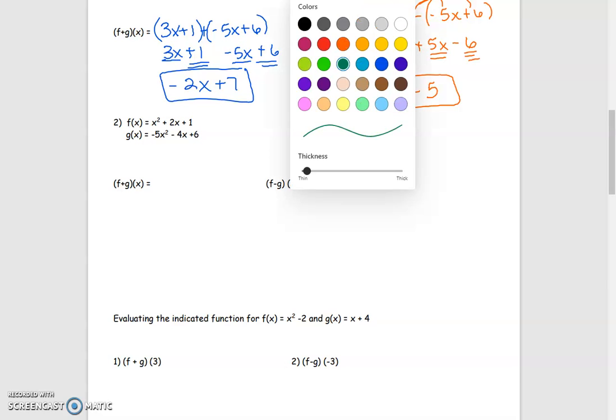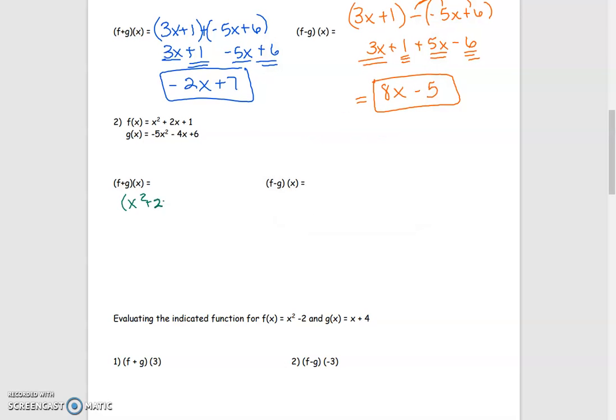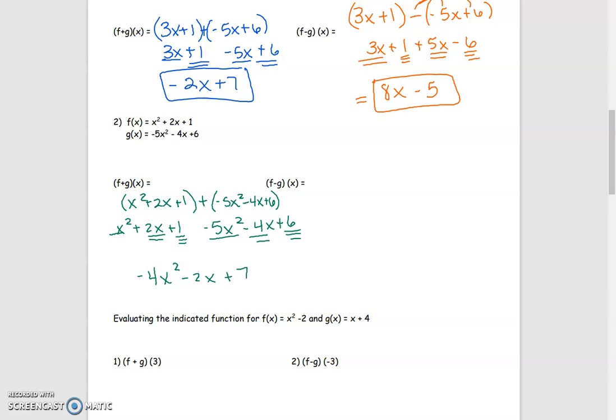All right, so let's take a look at this one. When it comes to adding these, we have our x squared plus 2x plus 1 plus negative 5x squared minus 4x plus 6. And then we are going to combine our like terms. We have a 1x squared and a negative 5x squared. That's negative 4x squared. We have a 2x and a negative 4x. That's negative 2x. And then we have a 1 and a 6. That's going to make 7.